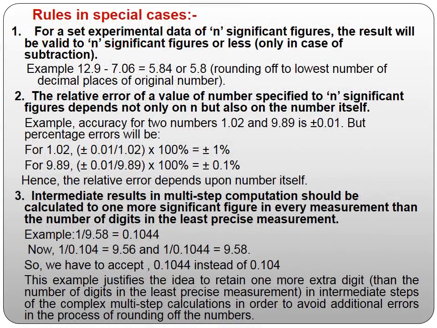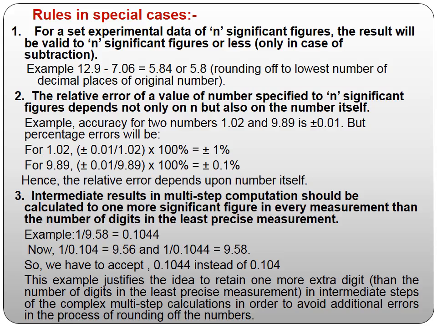On the next part, let me show how the rules are used in special cases. First case: for a set of experimental data of n significant figures, the result will be valid to n significant figures or less only in case of subtraction. For example, 12.9 minus 7.06 is equal to 5.84, which is rounded off to 5.8, whereby rounding off is done to the lowest number of decimal places of the original numbers.